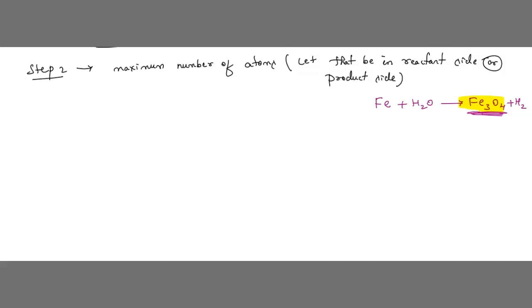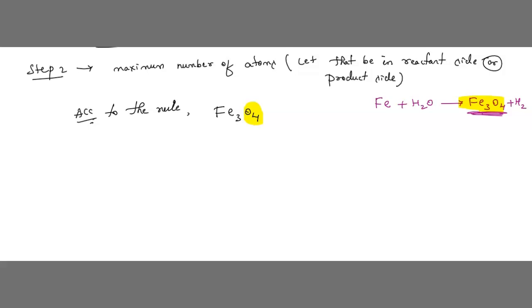Now according to the rule, we have selected Fe3O4, in which we have the element Fe and the element O, oxygen. Now we can see in Fe3O4 again which one has more number of atoms, that is oxygen. So oxygen has more number of atoms. That is what we are picking.